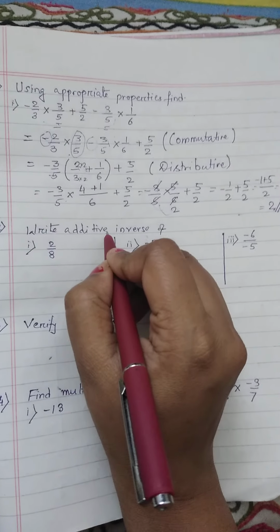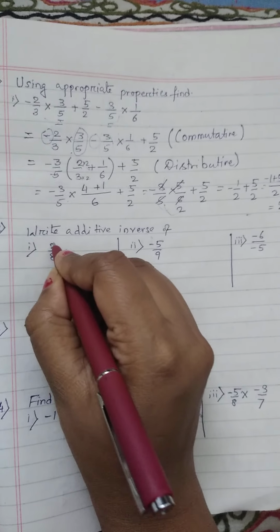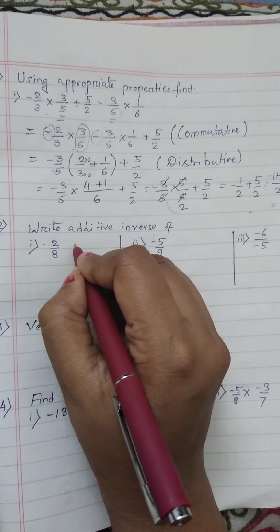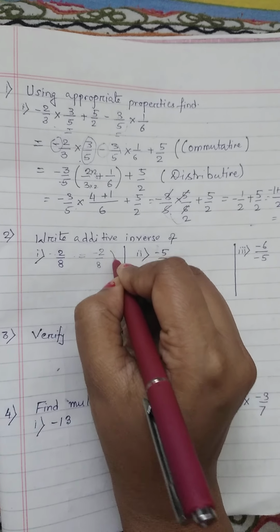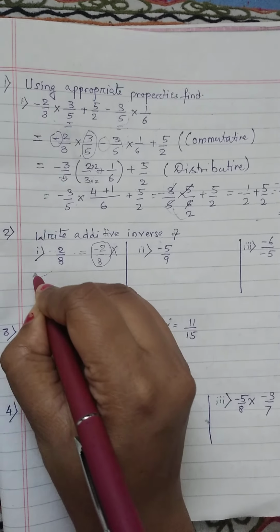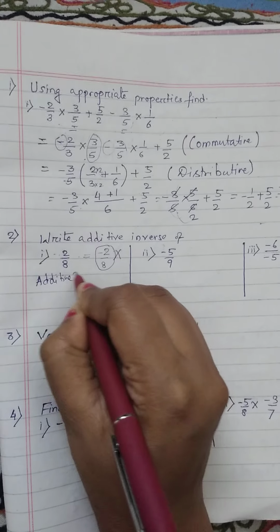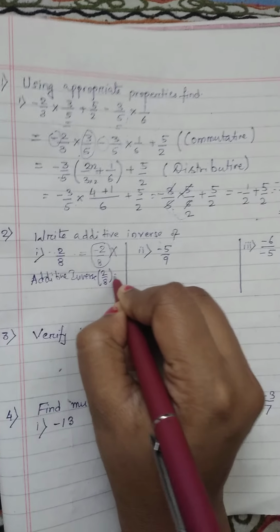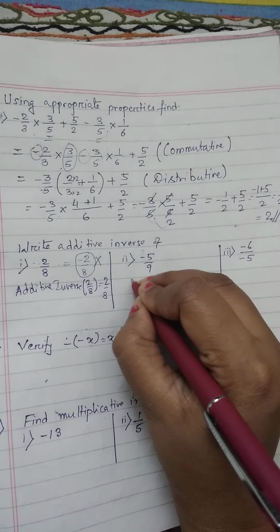Next question, we are going to find additive inverse. So the additive inverse of 2 by 8 is just, you will have to put a minus sign. But if I write this is equal to minus 2 by 8, my teacher will put a cross. So this is not how I write it. We have to write it as additive inverse of 2 by 8 is equal to minus 2 by 8.